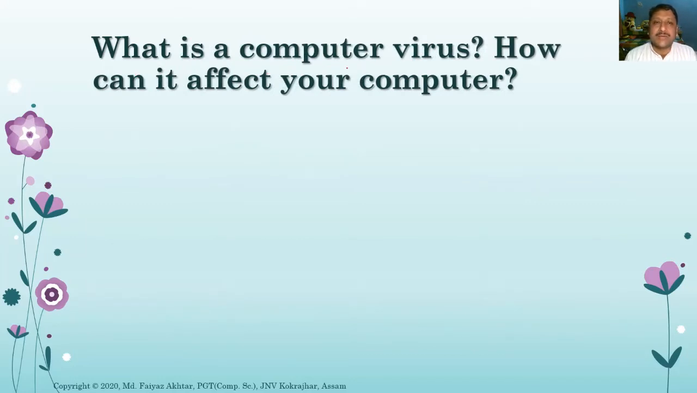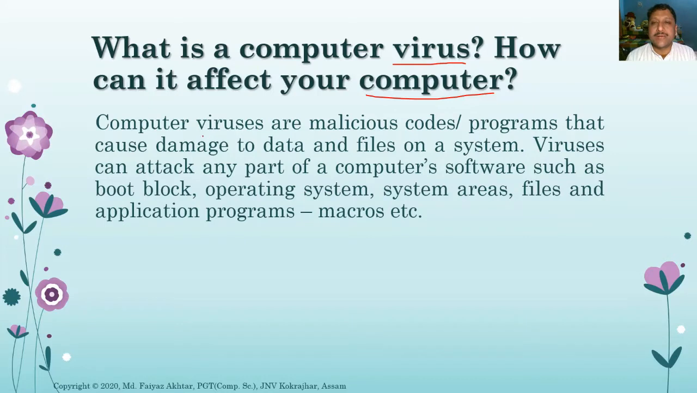So see, what is a computer virus? First we are going to learn what a virus is and how it can affect our computer. Then we will learn how we can protect ourselves from viruses. Computer viruses are malicious code or programs, just like any application program in our computer, but application programs are for beneficial work. These viruses are programs which disrupt and damage our computer system, and can damage the data and files on the system.